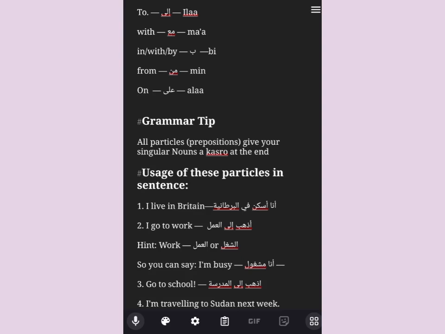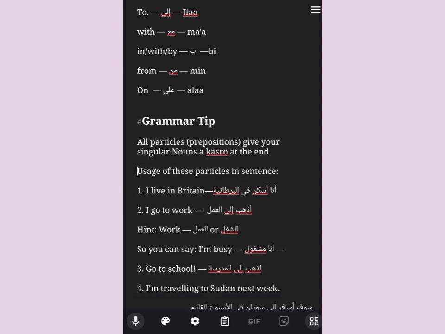So, we have number one, أسكن في البريطانية. I live in Britain. في البريطانية. So it gives the بريطانية a كسرة. I go to work. أذهب إلى العمل.